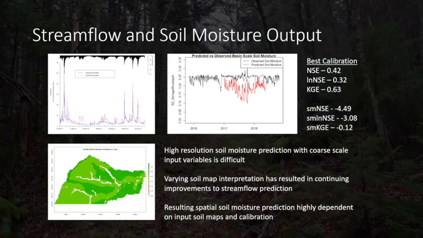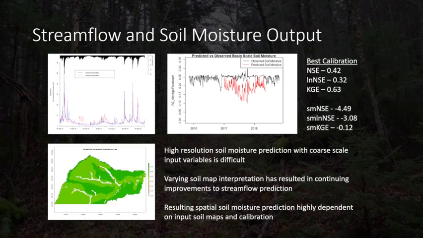And then a slide on the stream flow and soil moisture outputs, preliminary outputs that we're getting from this. I didn't want to not show any data, but the data we're getting isn't very great at the moment. Our fits to stream flow are satisfactory, and they're constantly improving with the modifications we make to the way that we interpret the soils information that we're getting. But I would say that the predicted basin scale soil moisture is still not satisfactory.